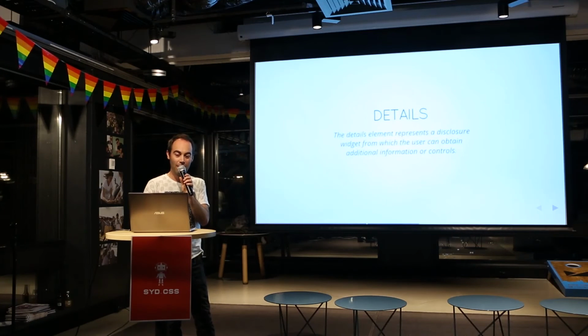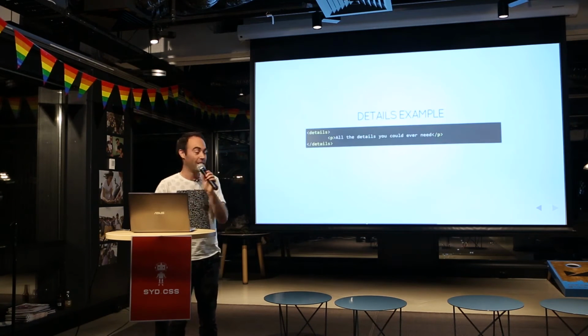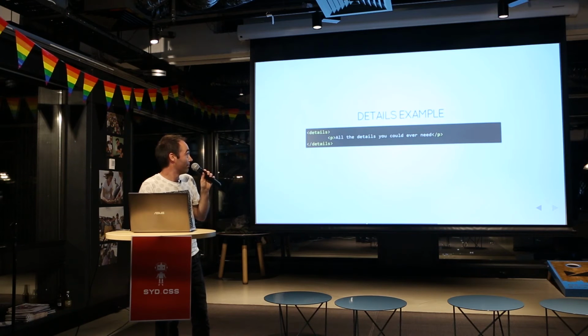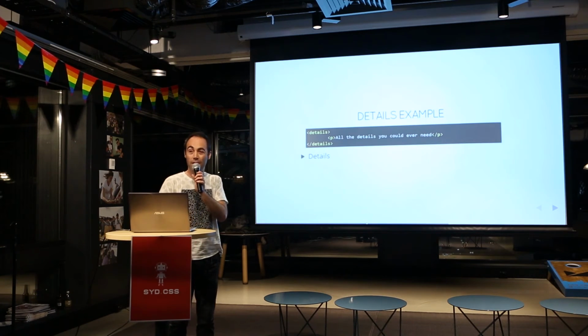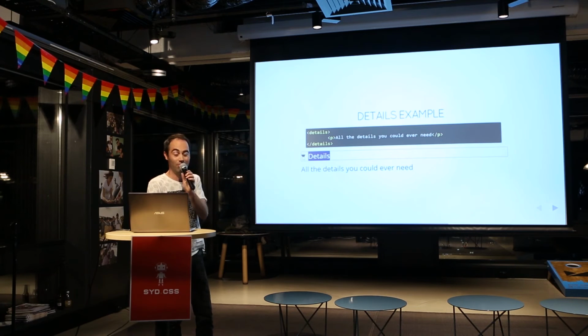Details. The details element represents a disclosure widget from which the user can obtain additional information or controls. Thanks, Spec. It's a way to show and hide stuff. Easy. So here's a simple example. There's a paragraph inside a details element. Cool. That's what it looks like. Okay, makes sense. I can click this and show and hide. Awesome.